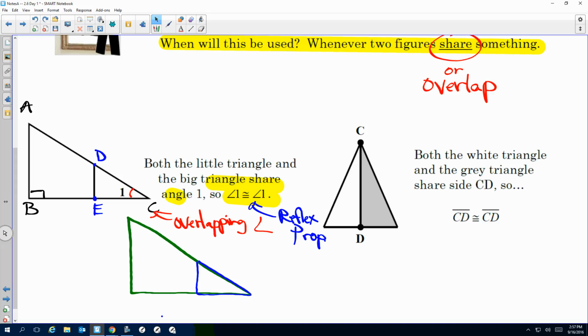Now look at the second pair of triangles, the white and the gray. Do they share a part or a side? They share the line CD right here. So we're going to highlight the shared side. Because they share a side CD, there's my reflexive statement: CD is congruent to CD. So wherever I see a shared side, I'm going to use a reflexive statement. Okay, so here's our reflexive.